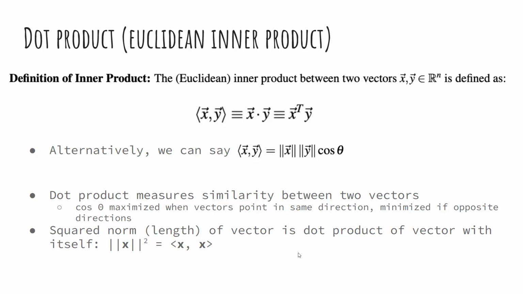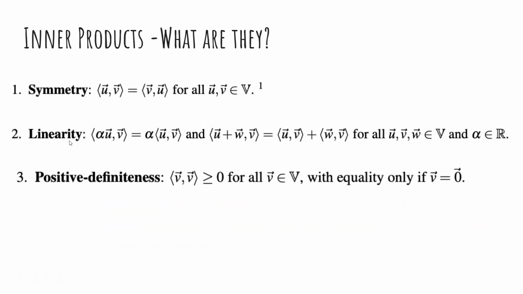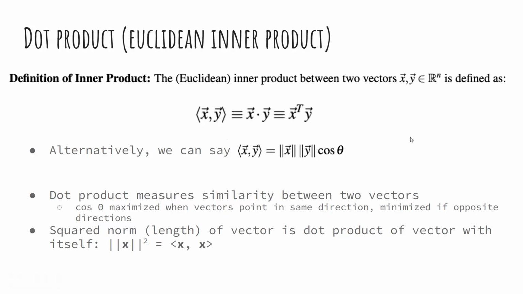And then we also have this other useful property with dot product where the squared norm or the length of a vector is the dot product of the vector with itself. So it's a good idea, if you have a problem with norms and stuff, to try to make those into dot product form, because when you make it in dot product form, you can take advantage of these properties. We'll see an example of doing that later. But yeah. Any questions on this stuff? So inner product and specifically dot product.